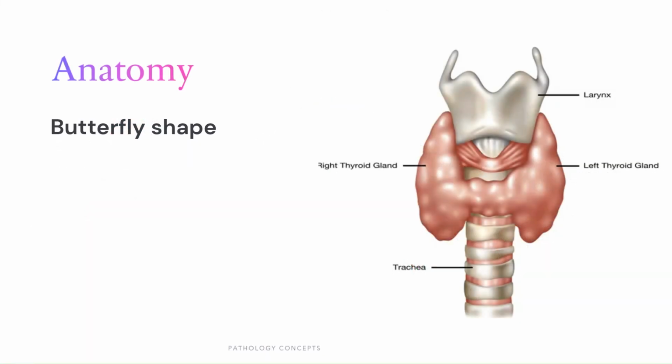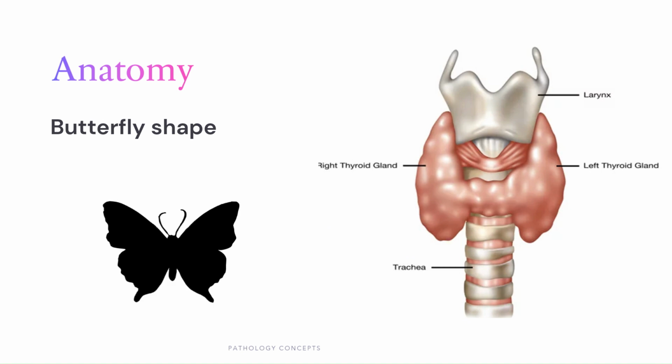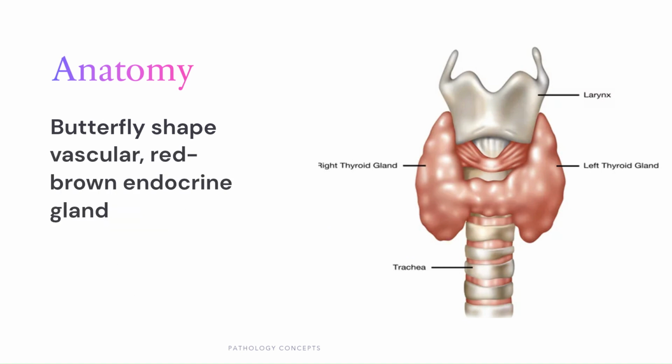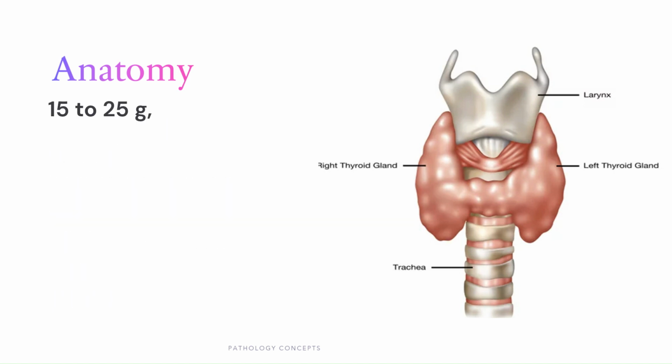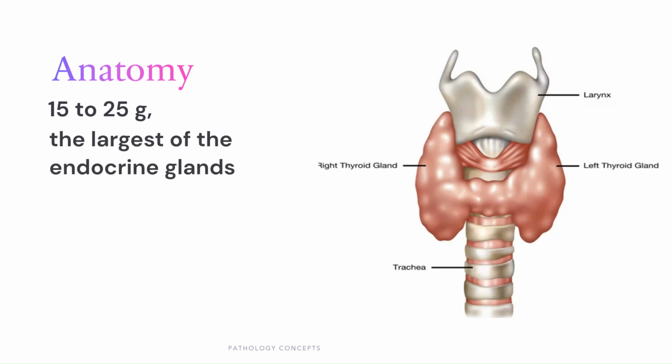Anatomy. The thyroid gland is a butterfly-shaped, vascular, red-brown endocrine organ situated in the midline of the anterior neck. Under normal circumstances, it is located inferior to the laryngeal thyroid cartilage and extends from C5 to T1. On average, the gland weighs between 15 to 25 grams and is the largest of the endocrine glands.